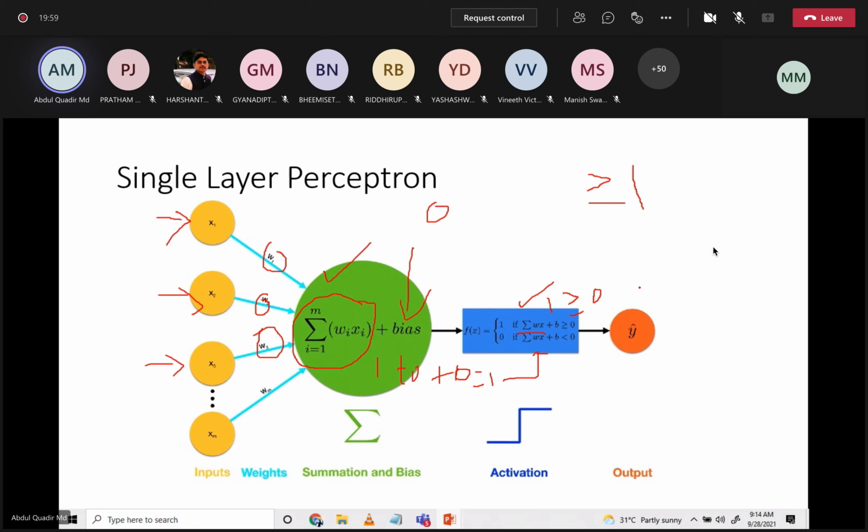Yes. So if it is yes, then what will be the output of the activation function? What will be the value of y in this case?